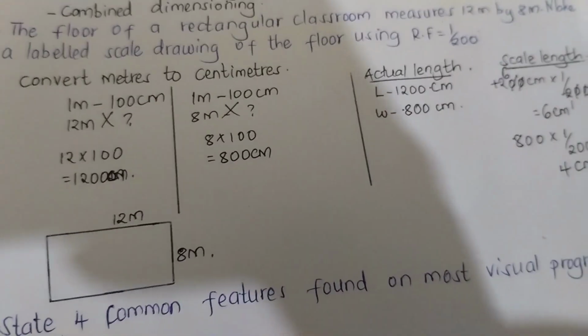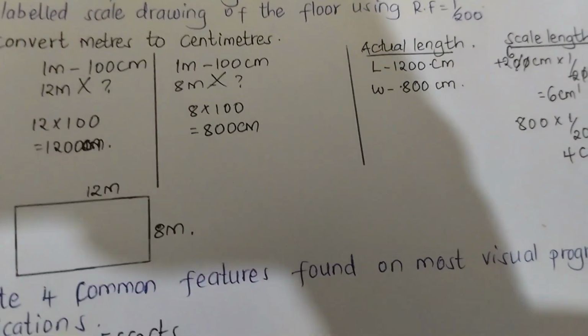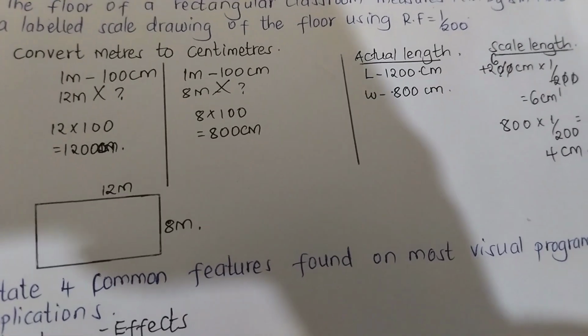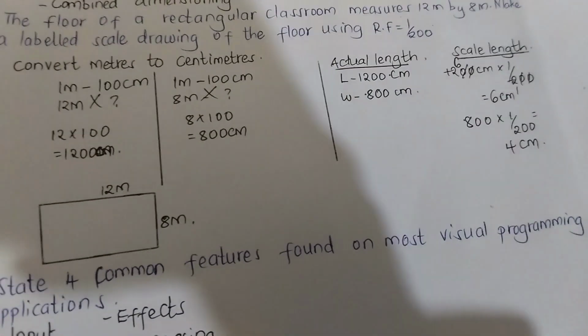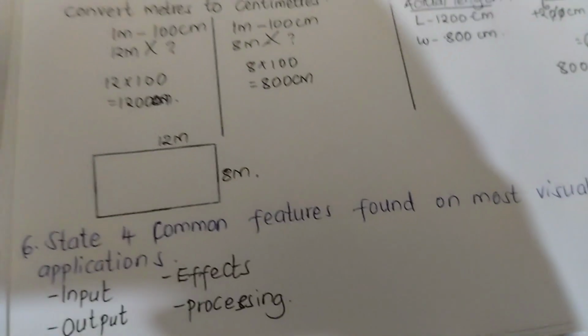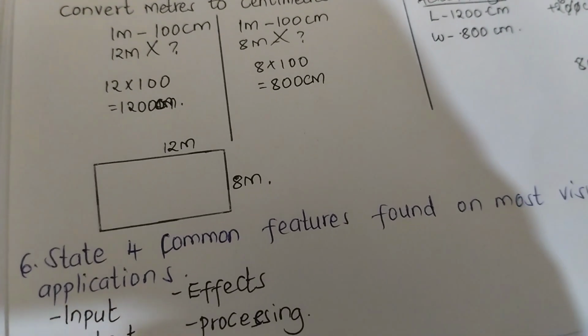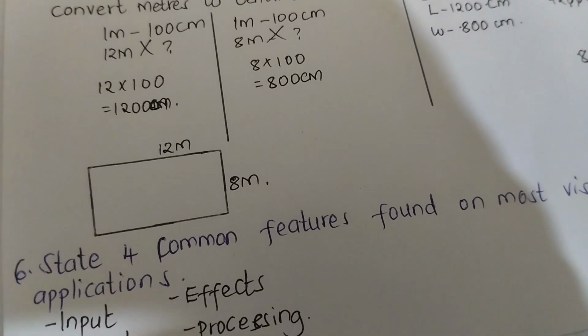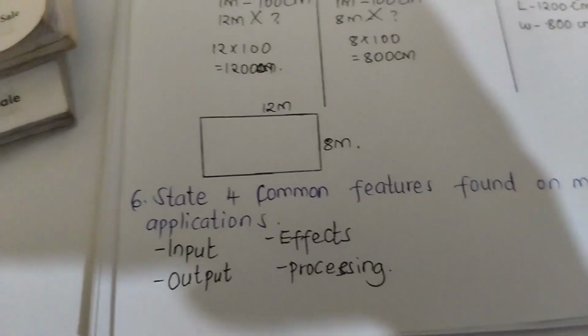After that, you have to draw your rectangular classroom. The drawing is awarded marks. You draw the drawing and you give it the scale length, and you indicate the actual length that you had been given at the beginning, which is 12 meters by 8 meters. So that is it, very quick and easy.